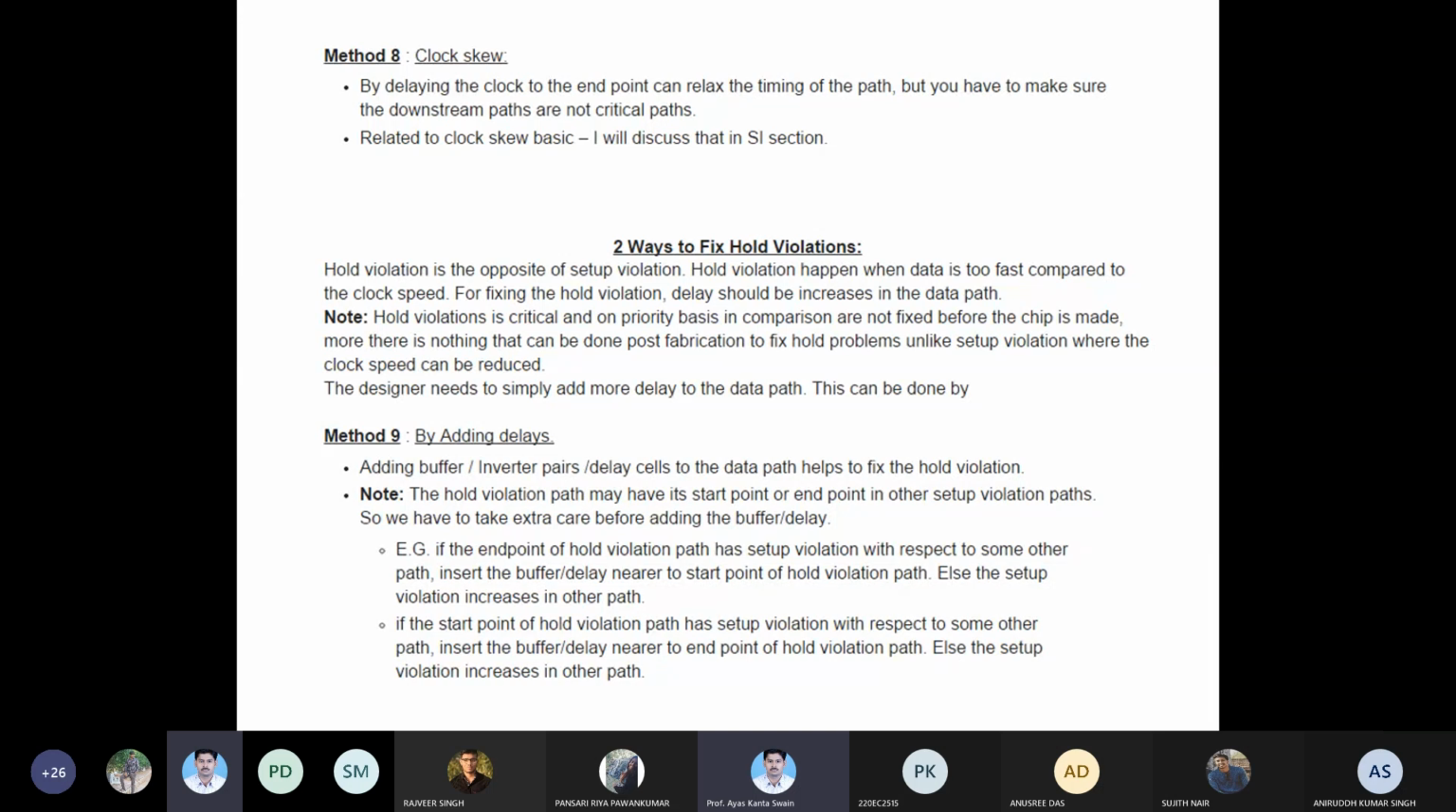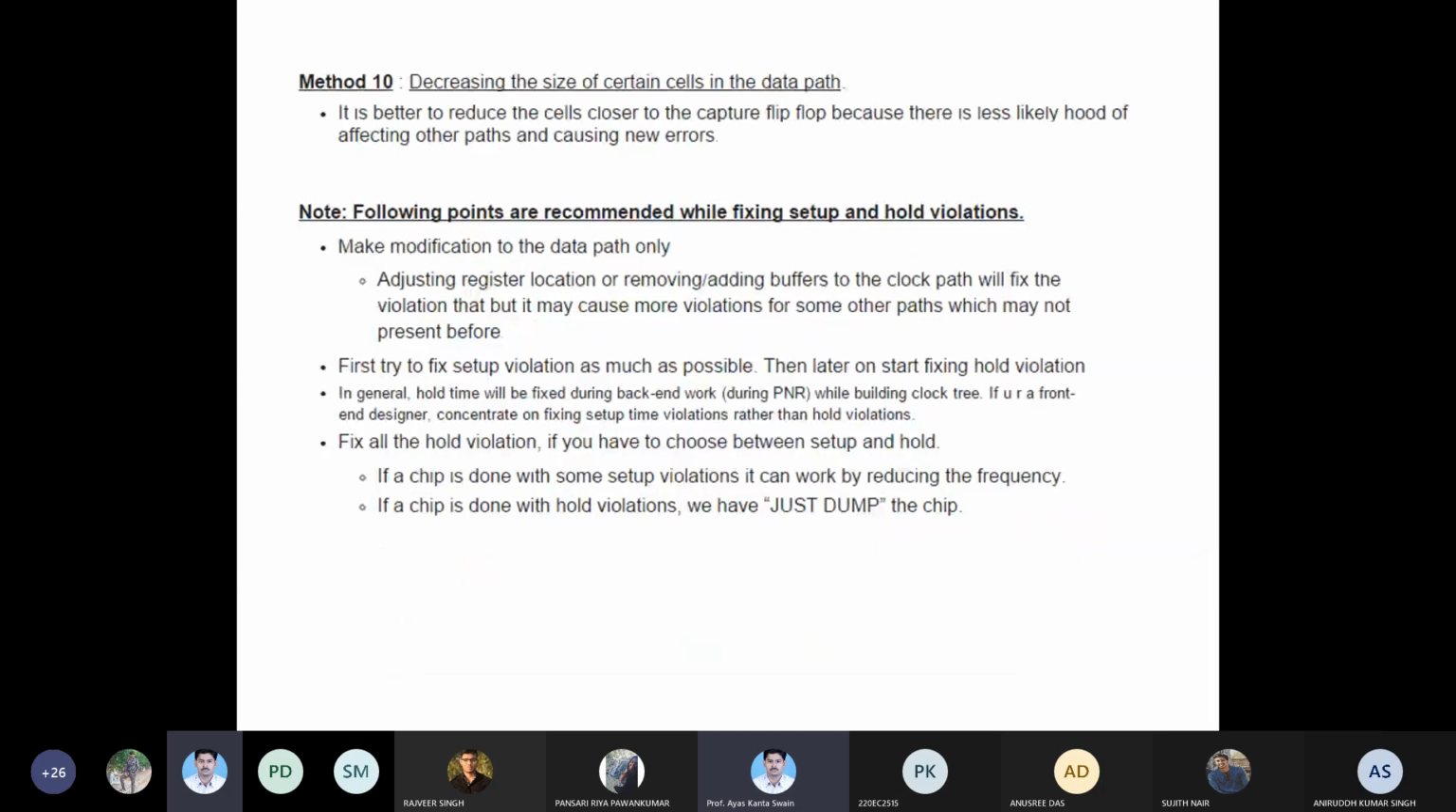So please go through it. If any doubt, I can clarify over MS Teams individually or in a group. Okay. And before summarizing, the last thing we'll summarize here is, the following points are recommended while fixing setup and hold violation.